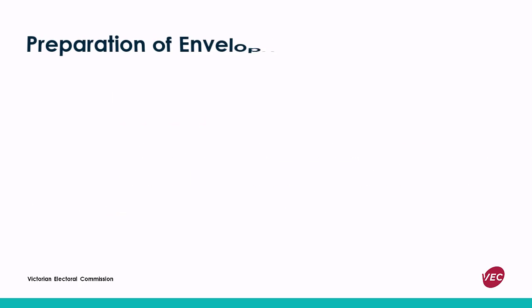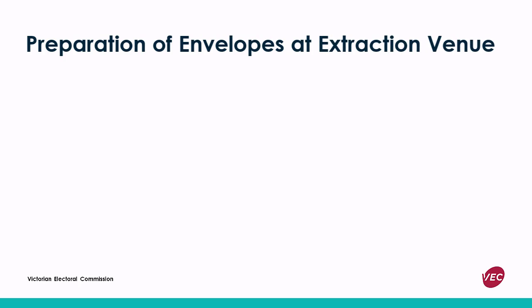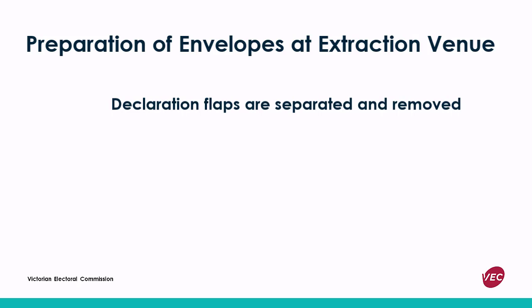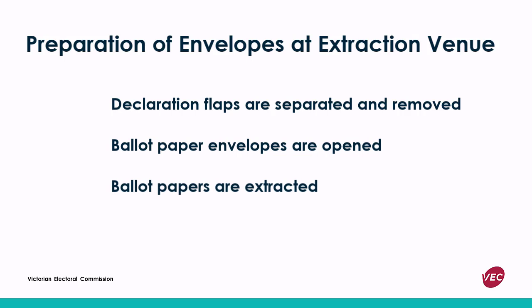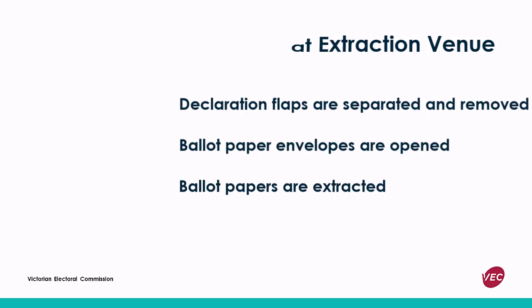The preparation of the ballot papers for the computer count starts with the extraction process. During extraction processes, ballot paper envelopes in bundles of 50 will be run through a letter opener twice. The first cut removes the declaration flaps without opening the envelope. The number of declaration flaps and envelopes are balanced and the flaps packaged. The second cut opens the envelope. Ballot papers are extracted and the number of envelopes and ballot papers balanced.